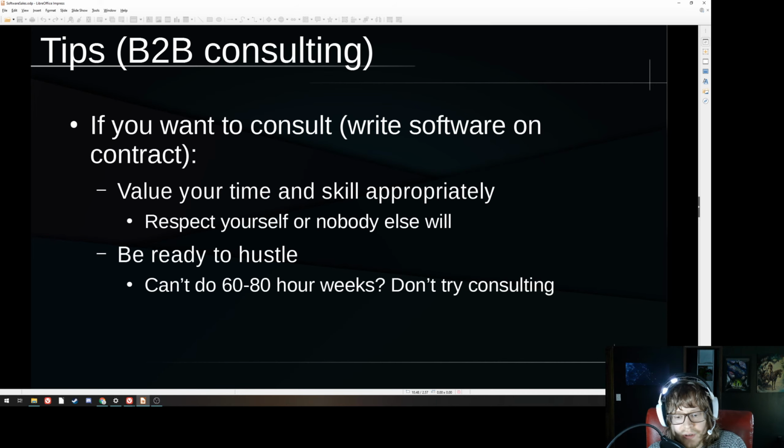And be ready to hustle, because in addition to the hourly work that you do for pay, there are going to be tens and tens of hours spent cold calling, cold emailing, seeking out customers, doing all of that sales stuff. Unless you have the money to pay somebody else, expect to spend a very large part of your week on the sales, marketing, and other overhead of your business. So if you can't cut 60 to 80-hour weeks out of your life, don't even try getting into this kind of field.